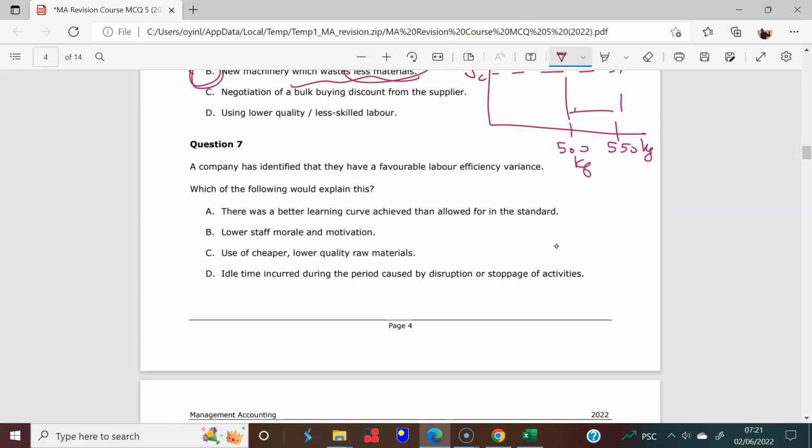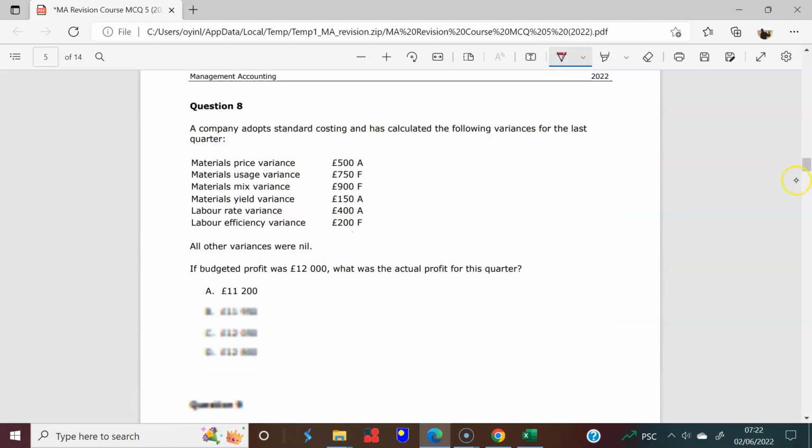Look at number 7, which has identified a favorable labor efficiency. So similar idea, but call this hours. Say these are hours, right? So lower morale would make things worse, cheaper lower quality would make things worse, and idle time would make things worse. And the argument here, because we have now studied learning curves, please watch our last course video to discuss learning curves, and how learning curves mean that you do things in shorter time. So the answer here would be A.